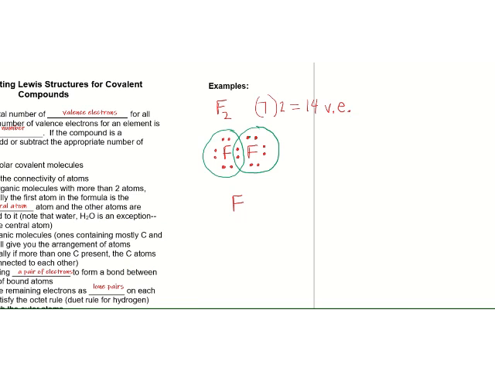Again, I have my 2 fluorine atoms. I'm going to go ahead and use a line to connect them. That line is representing these bonding electrons. All of the electrons around the outside of the fluorine are called lone pair electrons. And we're going to go ahead and draw all of those in as dots. So here's our final Lewis structure for the F2 molecule.